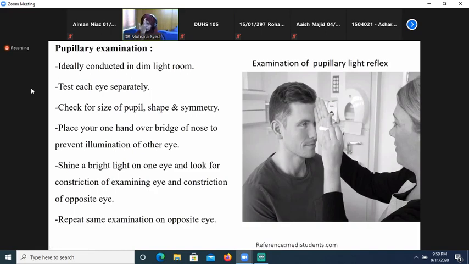Then you shine a bright light on one eye and look for constriction of the pupil. We check two reflexes here, the direct light reflex and the consensual light reflex. For the direct light reflex, when we shine the light on one eye, we look for constriction of the pupil in the same eye. For the consensual light reflex, we shine the light on one eye and look for constriction of the pupil in the opposite eye. So first you check the direct and consensual light reflex in one eye, and then repeat the same examination on the opposite eye.